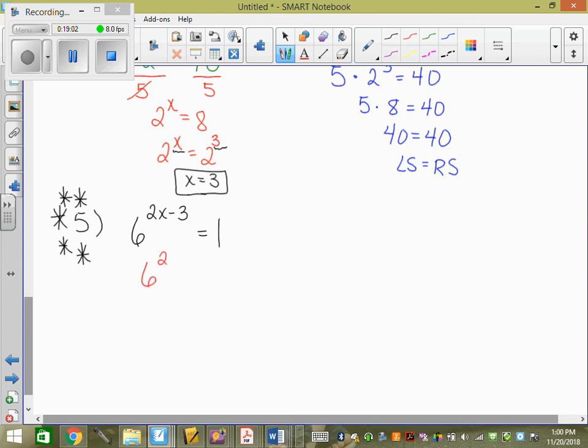So I'm going to get 6 to the 2x minus 3. And anything to the exponent 0 is 1. So if ever I'm equal to 1, I can always make them common base. It's going to be 6 to the 0, because anything to the exponent 0 is 1. You're taught that in grade 10. So now I can go 2x minus 3 equals 0. Add 3. 2x equals 3. Divide by 2. X equals 3 halves.